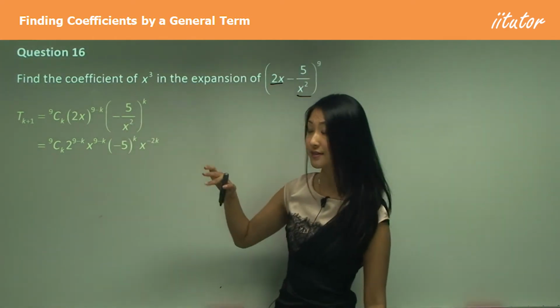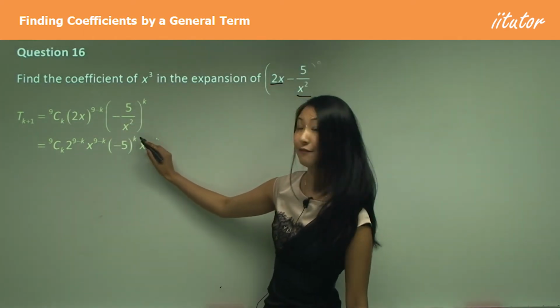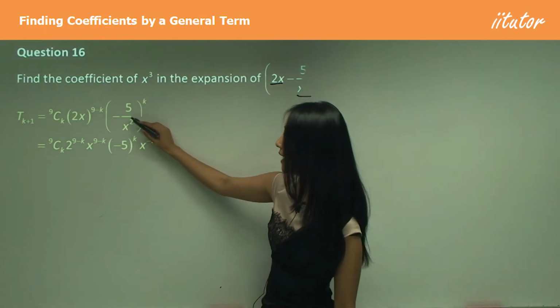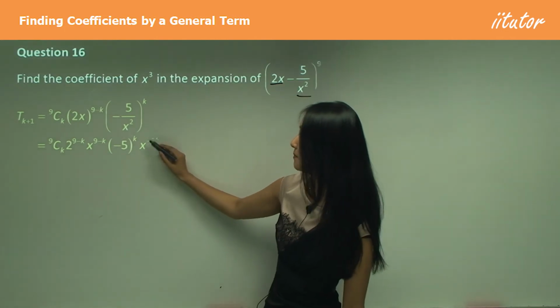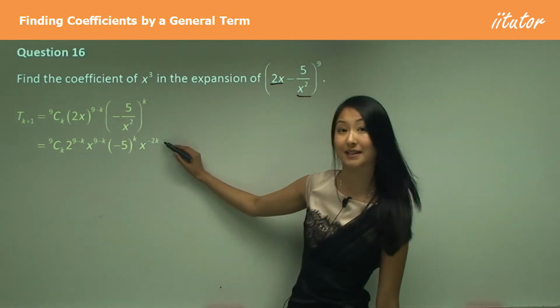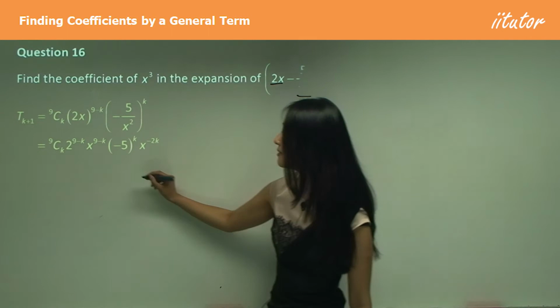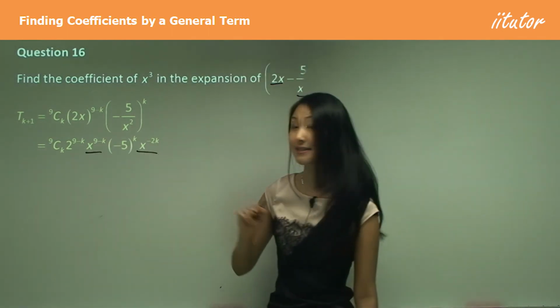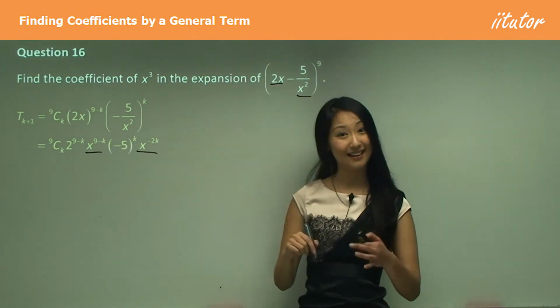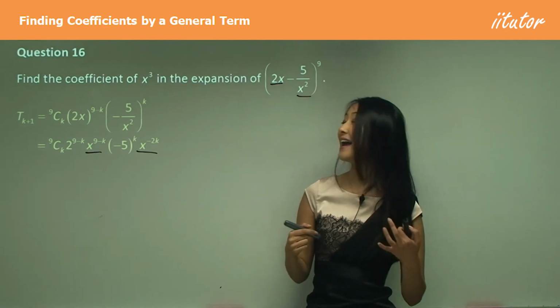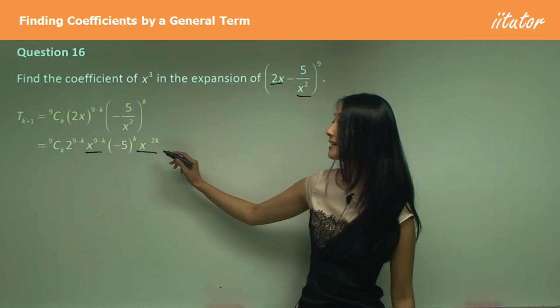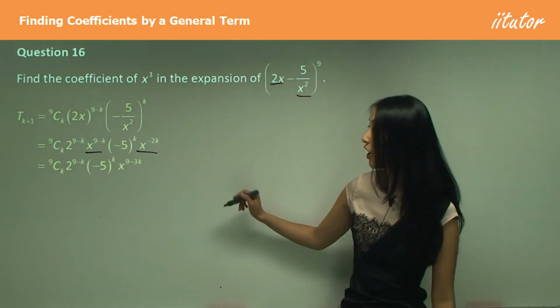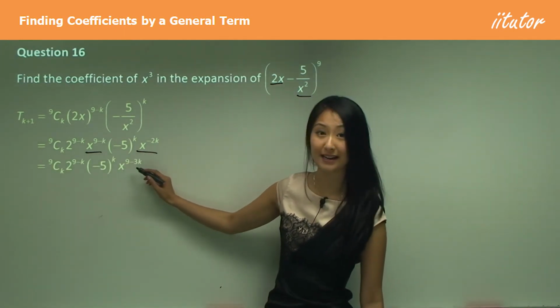I'm going to break those up as well. So negative 5 to the power of k. And this is x squared, but because it's a denominator, it would be x to the power of negative 2 times k there. And now, because these two terms are the same, that means I can add together the indices, right? So here it's going to be 9 minus k, and then subtract another 2k. So you get 9 minus 3k there.